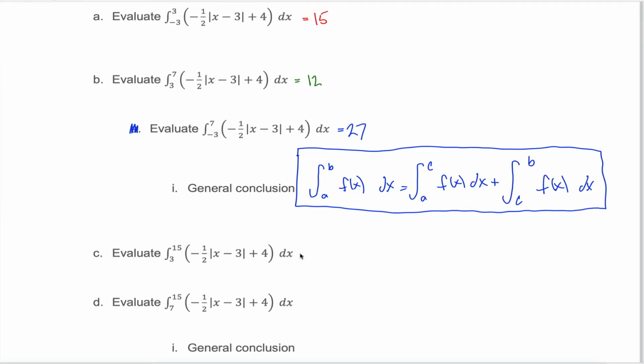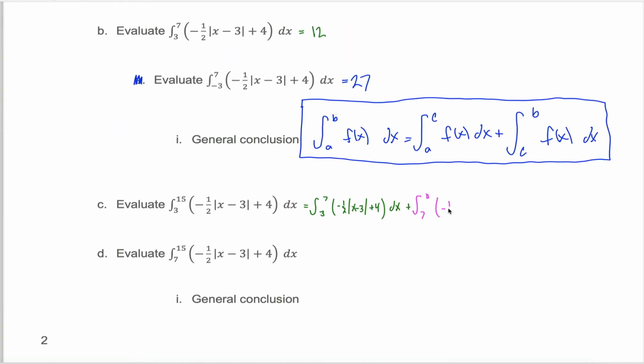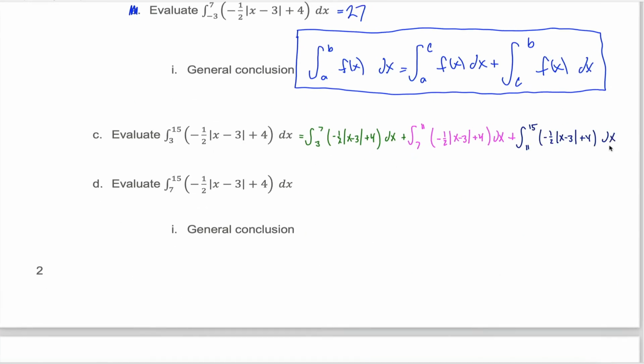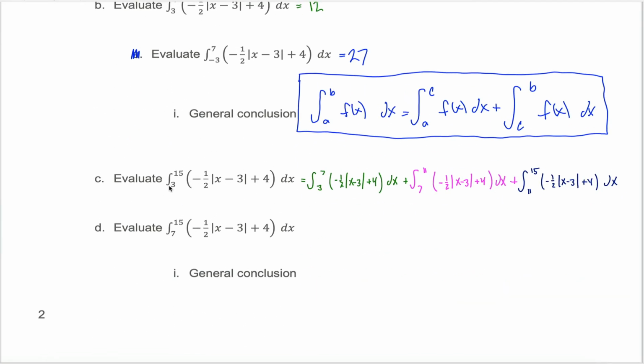We could say that this integral is equal to the integral from 3 to 7 of -1/2 absolute value of x minus 3 plus 4 dx, plus the integral from 7 to 11 of that same function, plus the integral from 11 to 15 of that same function. We're really taking advantage of this general conclusion that we talked about earlier in this video, that if you're trying to find the area under the curve from 3 to 15, what you could do is find the area from 3 to 7, and then add to that the area from 7 to 11, and then add to that the area from 11 to 15.